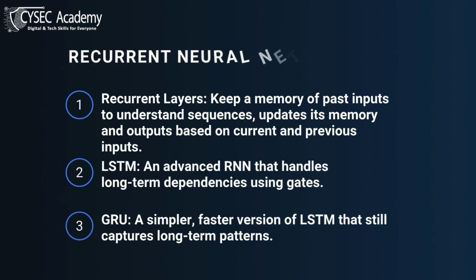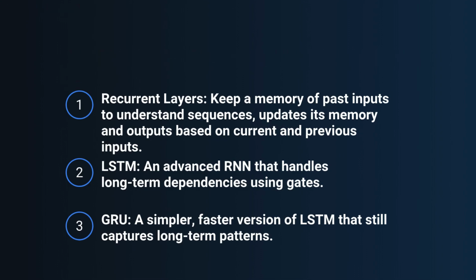Let's explore each component. 1. Recurrent layers keep a memory of past inputs to understand sequences, updating their memory and outputs based on current and previous inputs. 2. LSTM. An advanced RNN that handles long-term dependencies using gates. 3. GRU. A simpler, faster version of LSTM that still captures long-term patterns.